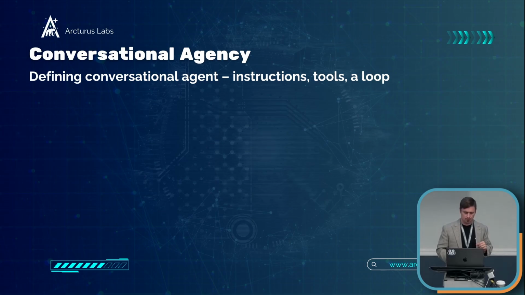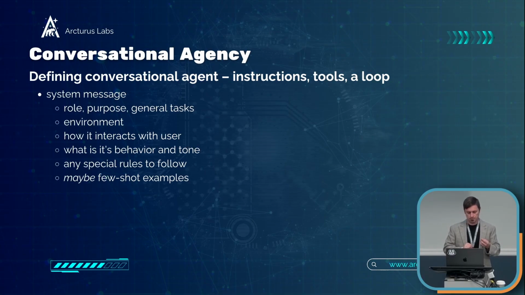So let's dig into that. Defining a conversational agent is easy. Effectively, it's just a set of instructions, here's what you do, a set of tools, that is, its sensors and actuators out in the world, and a loop. You just do it over and over. And probably I should put a user input. That's going to be important too.